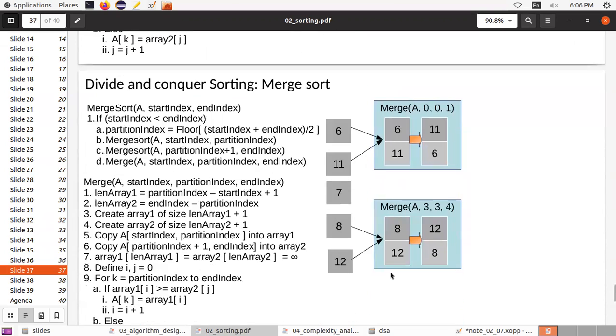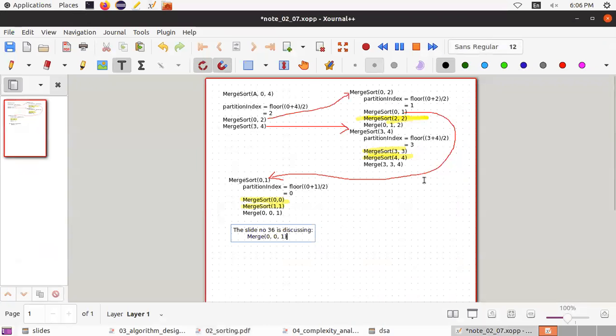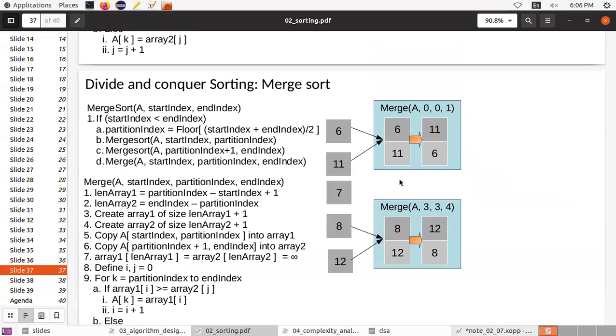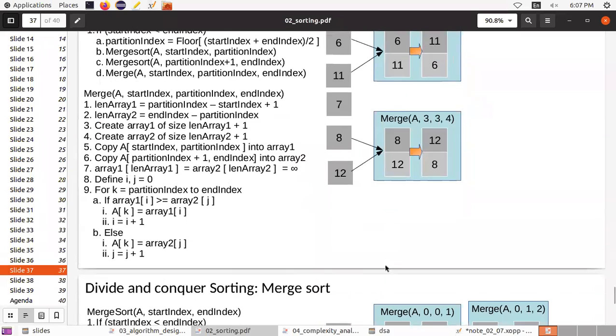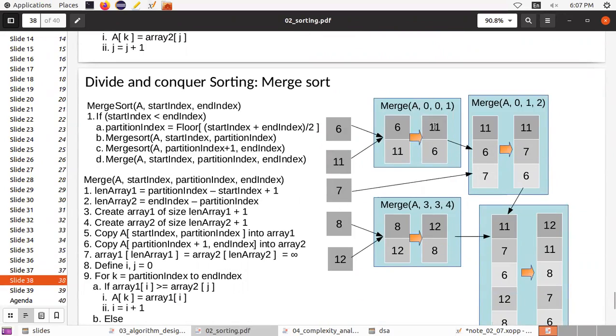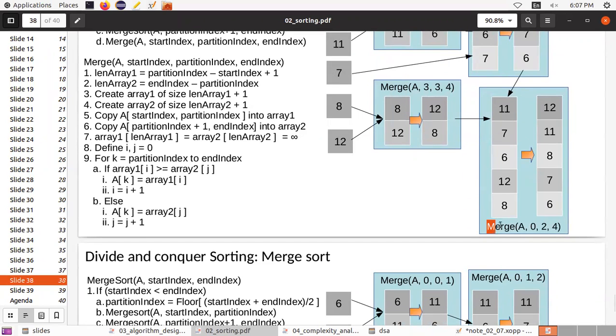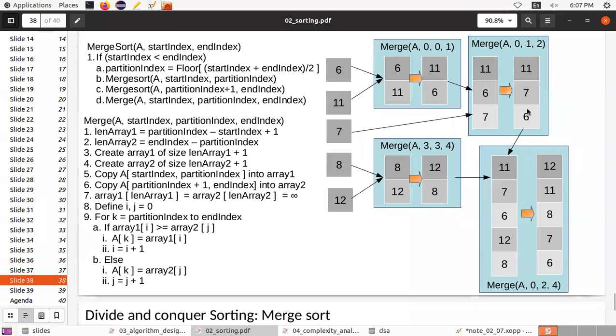Now, what will happen if you run it on these two, 8, 12? If your call becomes merge 3, 3, 3, this will result in the array becoming 12, 8. And 11, 6 when merged with 7 will become 11, 7 and 6. And then finally, you'll have merge of 0, 2, 4, where this array 11, 7, 6 will be merged with 12, 8 to give you 12, 11, 8, 7 and 6. And that's the final answer that you get.